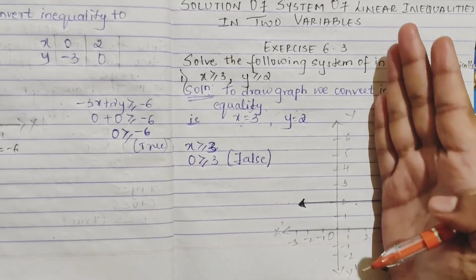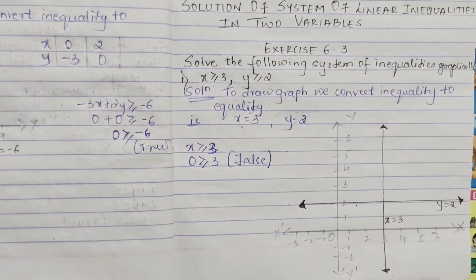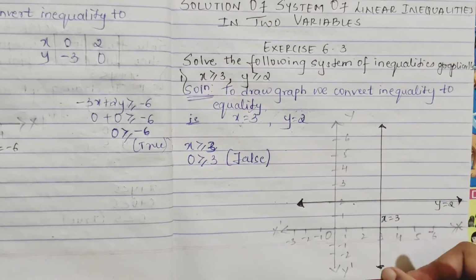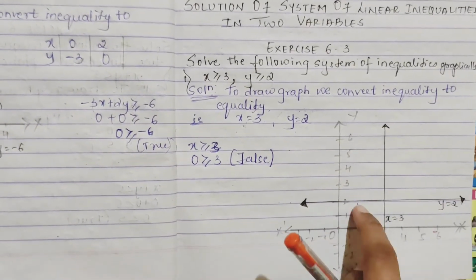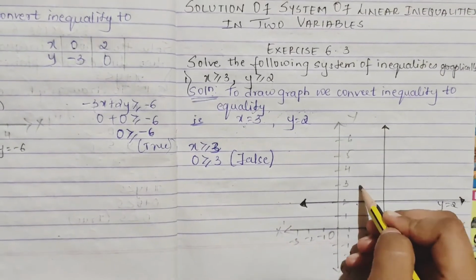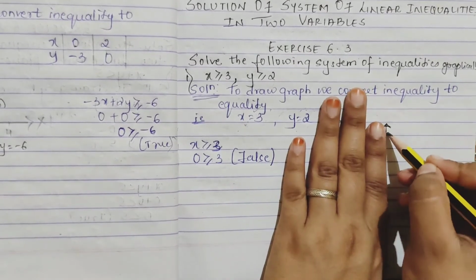So this is your x is equal to 3. Now concentrate on which line you have taken. Concentrate on that line. Your x is equal to 3 is this, and your 0, 0 lies here. So this part you are getting false, right? This section is false, so its opposite side is true, which means your shaded region comes here somewhere.